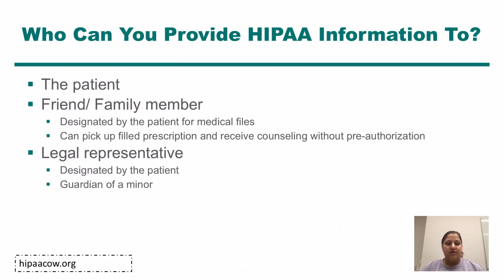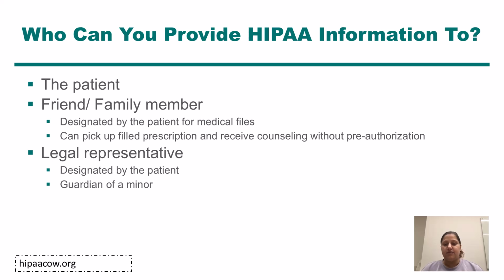And then who can you provide HIPAA information to? Always the patient. They can always get their own information if they request it. Kind of in a trickier situation is if a patient sends a friend or family member to the pharmacy to pick up their medications. They can send these people on their behalf without giving the pharmacy any pre-authorization for that person, as long as that person picking up can verify this patient's information when we ask for it.